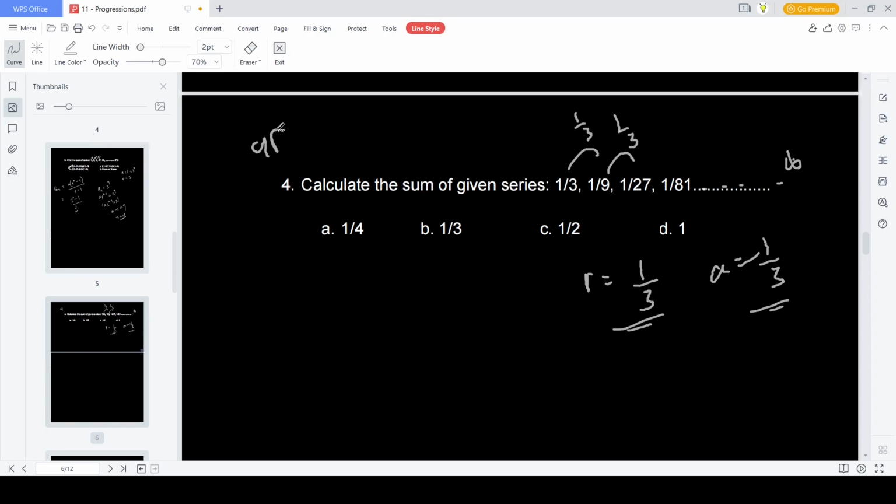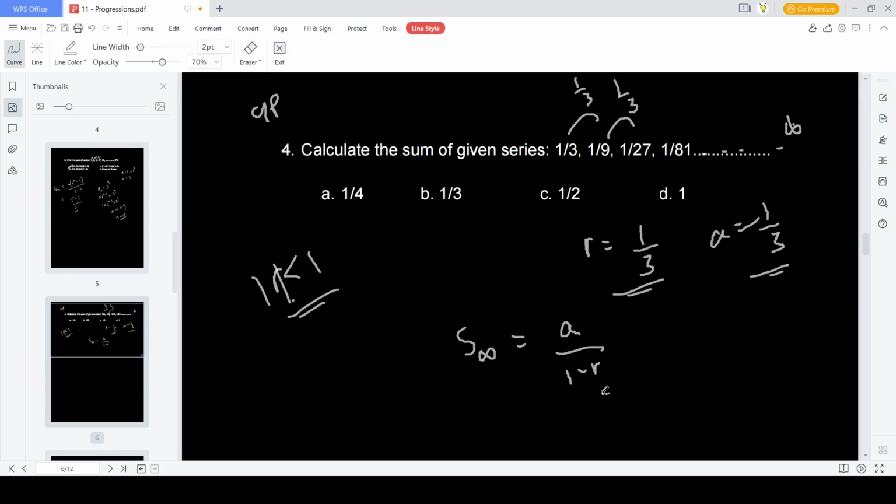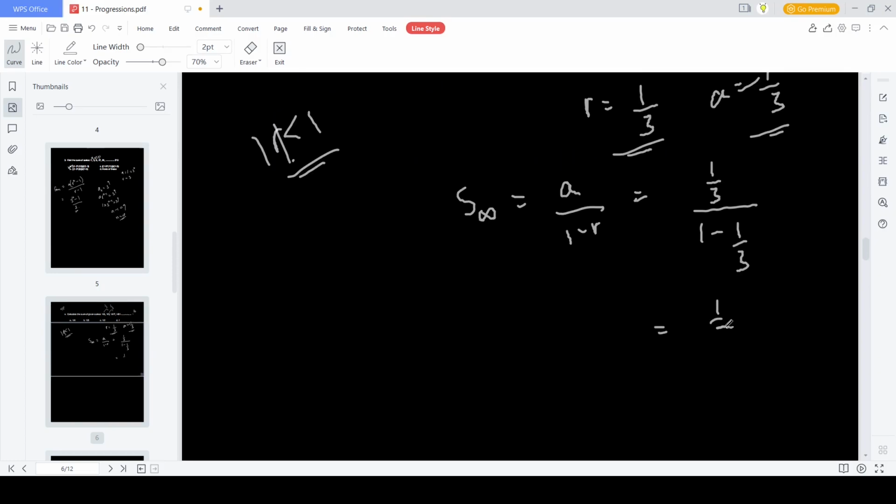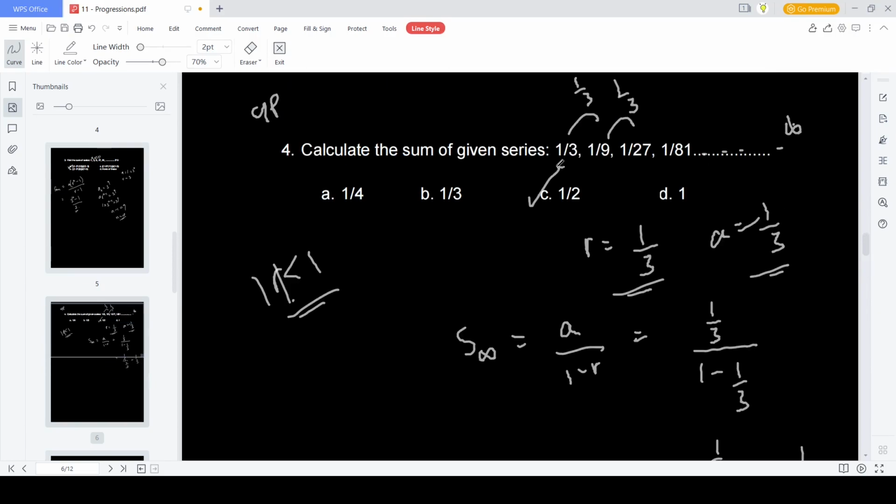And this is a geometric progression with mod of r less than 1. So the sum till infinity formula can be used: a by 1 minus r. So a is 1 by 3, divided by 1 minus 1 by 3. This comes as 1 by 3 divided by 2 by 3. So this is half. So the sum till infinity is half.